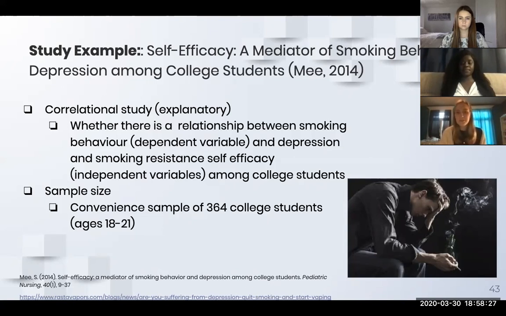The sample size for the study was quite a large one. It was 364 college students. So researchers went to a senior college up in New York State, and they administered the survey to about 364 students ages 18 to 21. It was an anonymous survey, so students could choose whether they wanted to do it, and it was a convenience sample as well. And out of the 364, 99 of those students were identified as smokers, meaning by reporting smoking within the last 30 days.